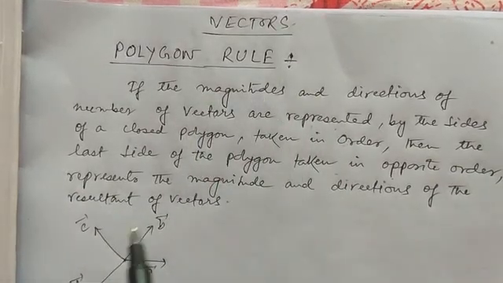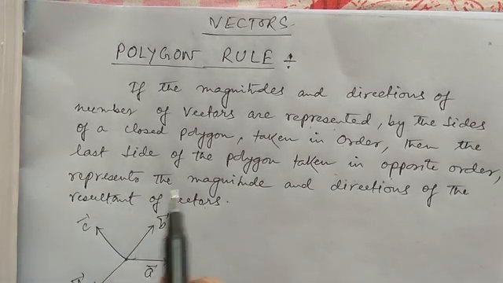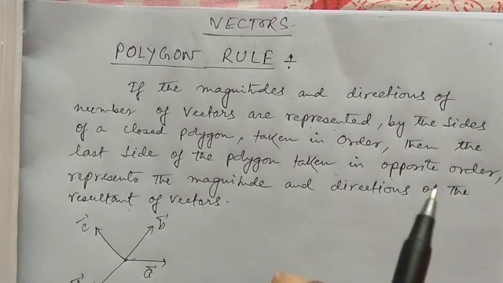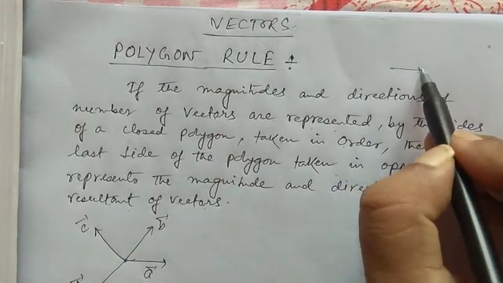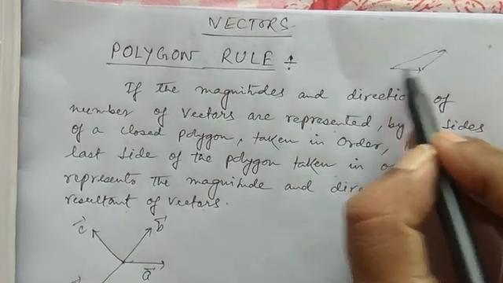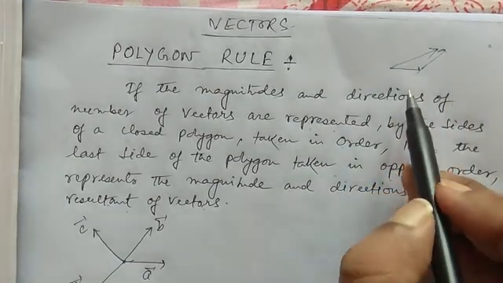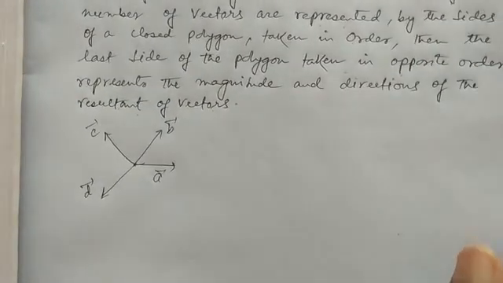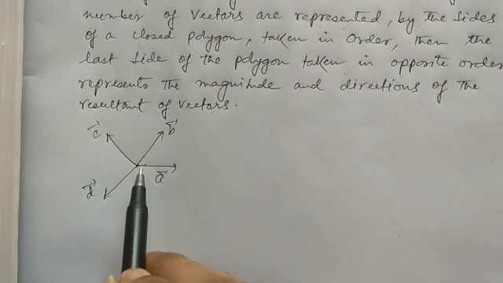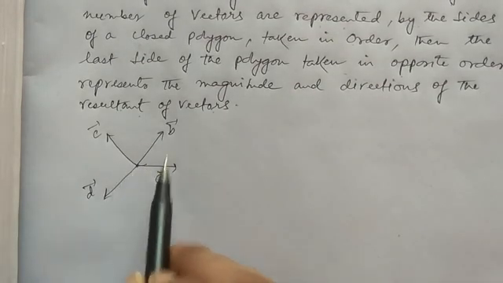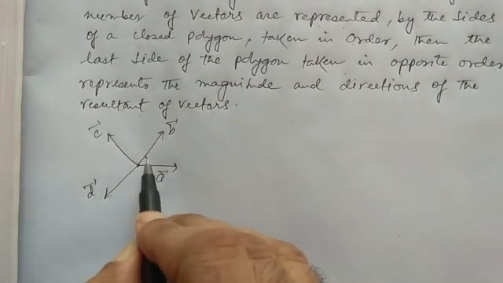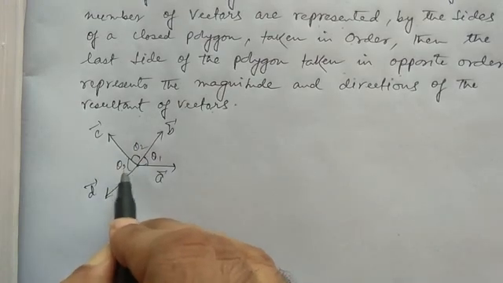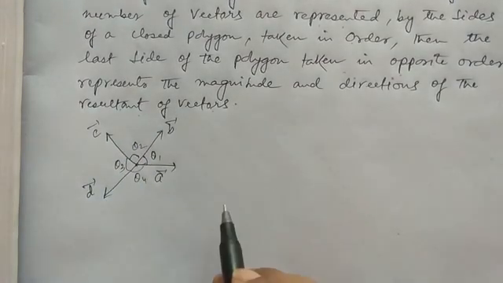In this rule we are going to find the resultant of vectors. It is similar to the triangle law, where there were two vectors and the third vector was taken in the opposite order. Here there are more than two vectors: 3, 4, 5, 6. Suppose we have to find the resultant of these four vectors A, B, C, D. Each pair makes an angle: theta 1, theta 2, theta 3, and D and A make an angle theta 4.